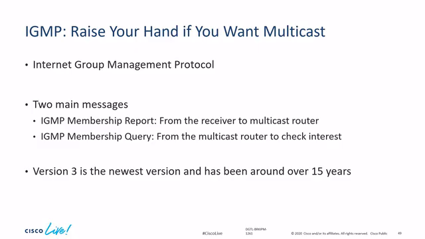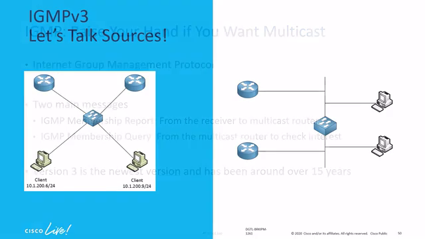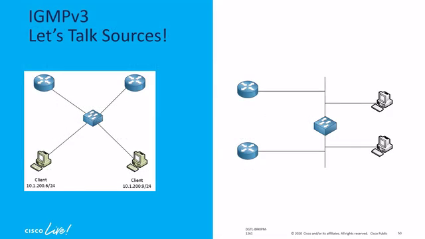But version 2 is still the default. Version 3 introduced something that neither of the other versions have, and that's the ability for a receiver to now ask for a specific multicast source. Before, it's like a radio, right? We're tuning the radio dial to a certain multicast group, and we're receiving whatever's playing on that group.